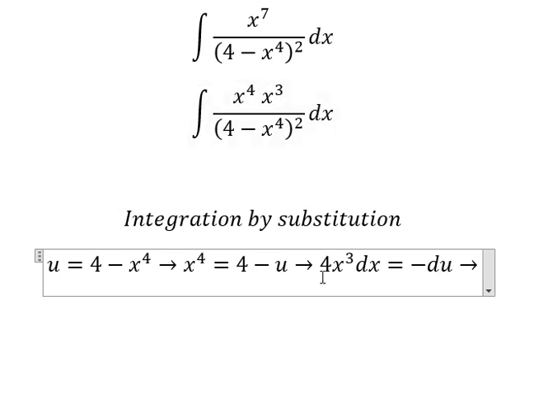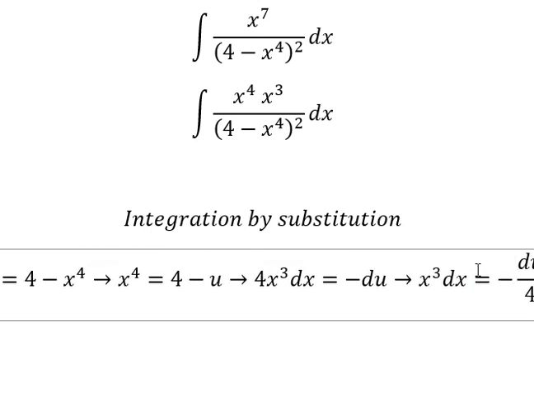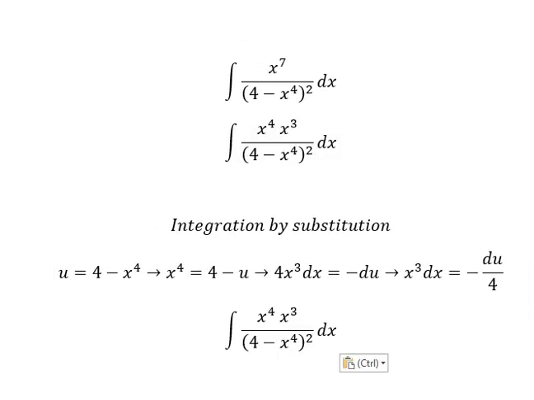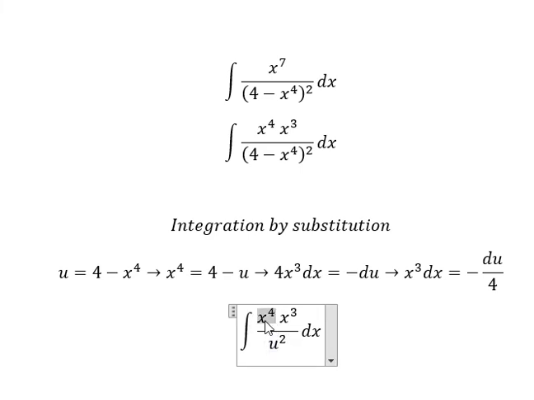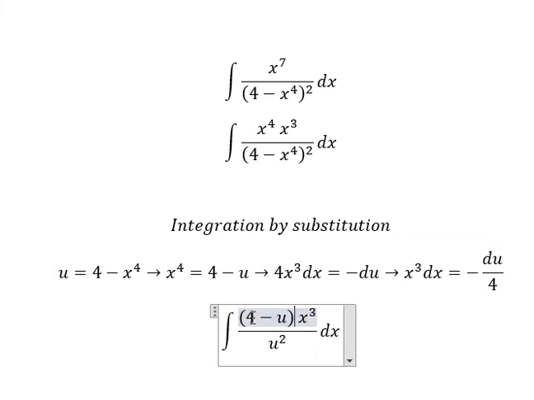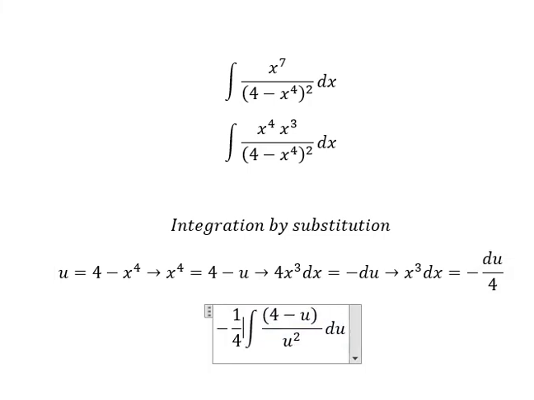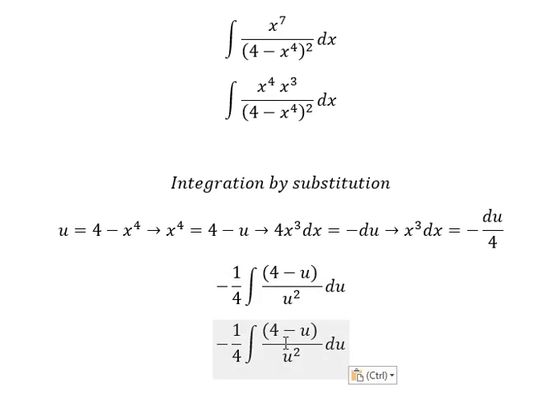Because we don't have number 4 in here, we need to divide both sides by number 4. This one we change by u. S to the power of 4, that is this one. S to the power of 3 ds, we change by this one. So 4 divided by u squared and u divided by u squared.